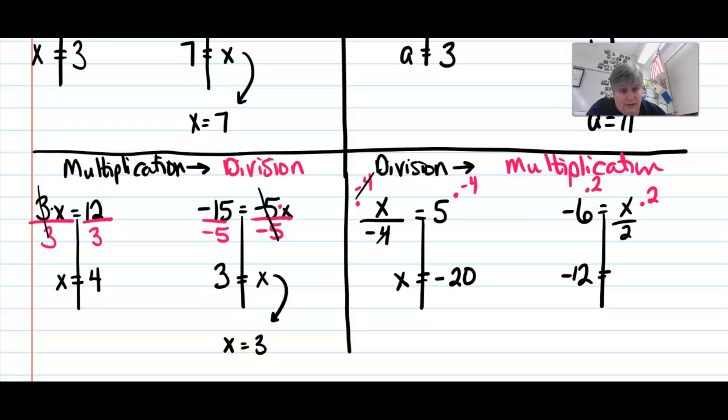And the 2 on top and the 2 on the bottom cross themselves off. So it's x equals negative 12. Okay. And so you have 4 operations, but they're partners. Addition and subtraction are partners. Multiplying and dividing are partners. So the way you get rid of them is by doing the opposites of those.